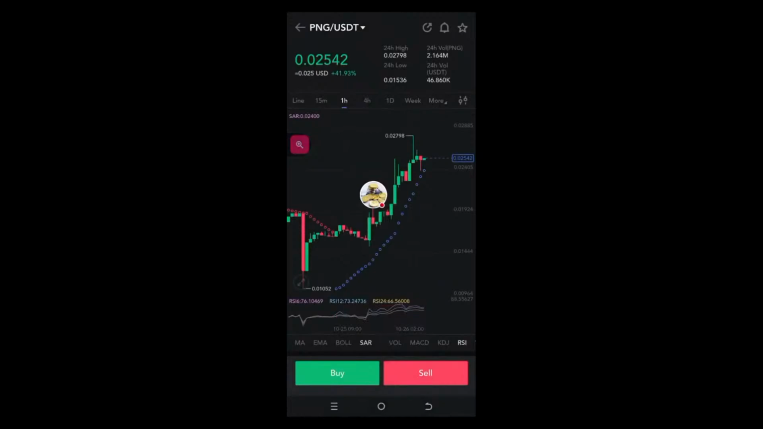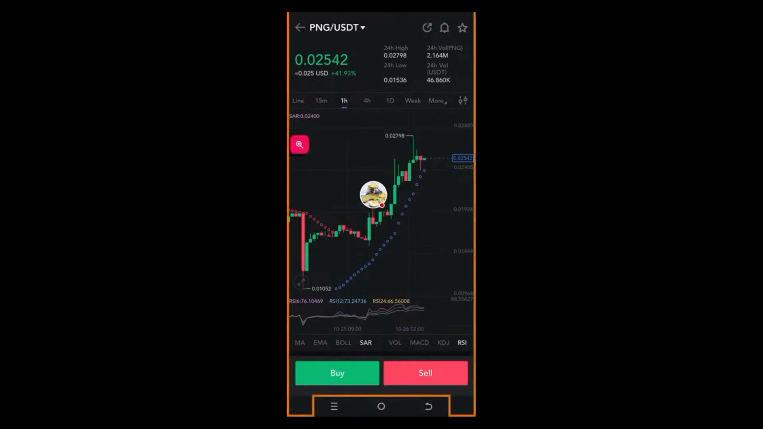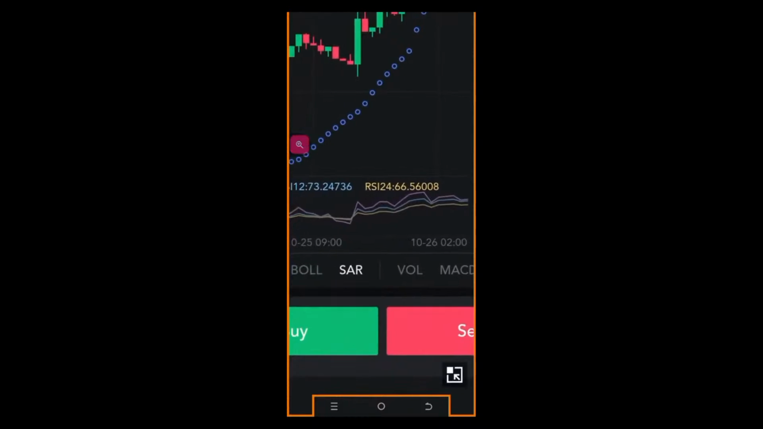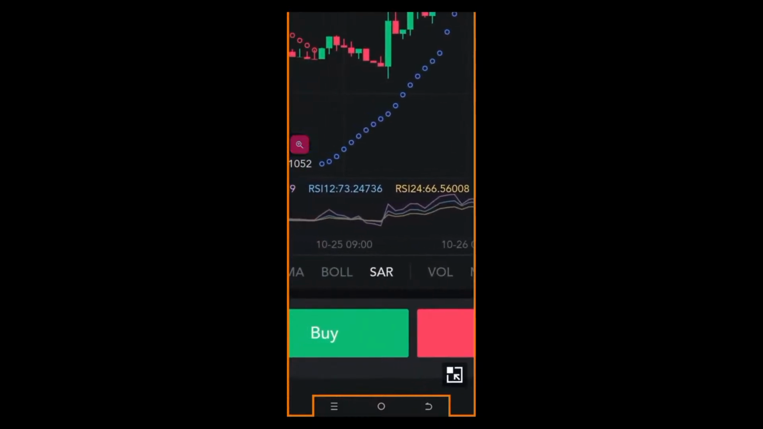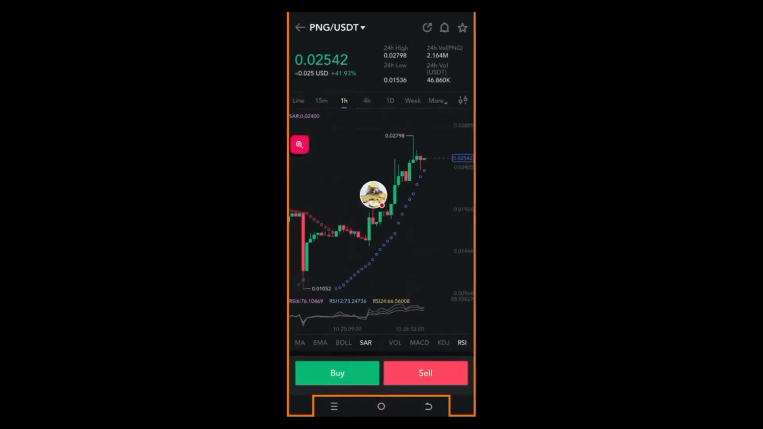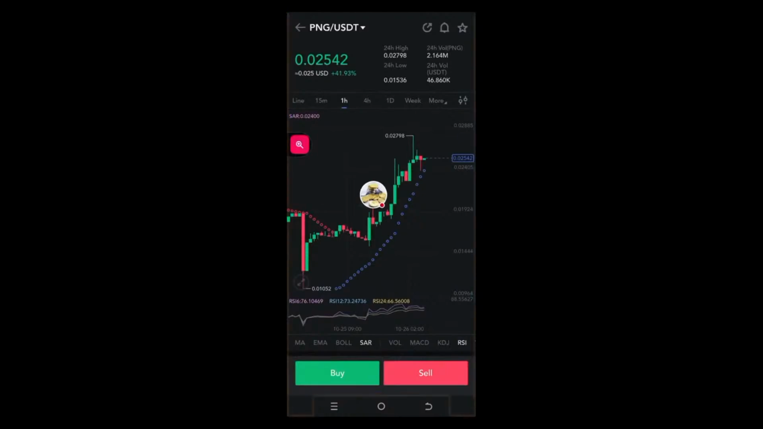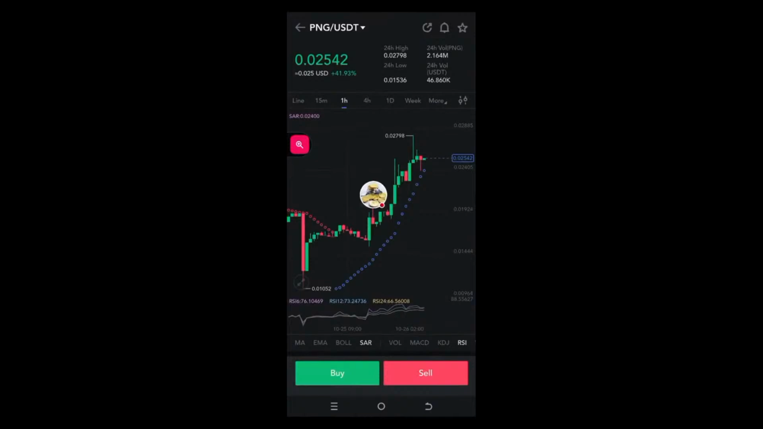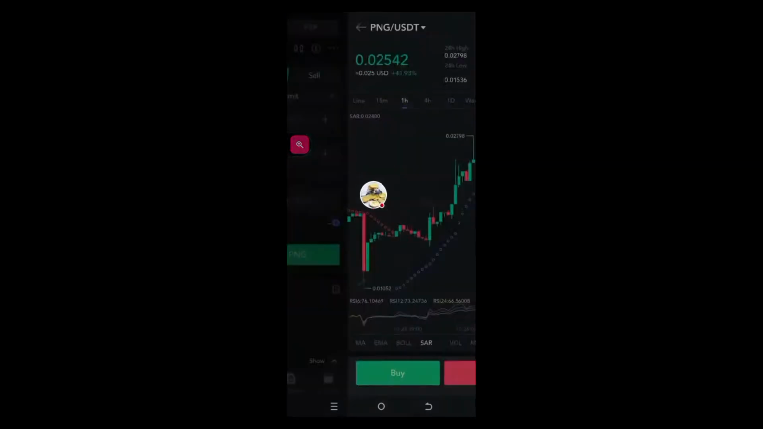Okay, maybe I'll look at this PNG. It looks like it's still in pump mode. Let's check RSI. RSI looks like it's still going up. Okay, let's try this one out. I hope we won't waste too much time here, but it looks like it's still in pump mode. You can see that it's still going up. Well, it had a little pullback, but let's hope that this will be good.